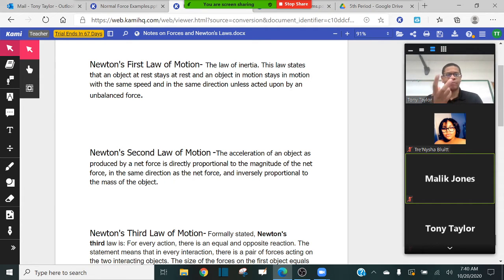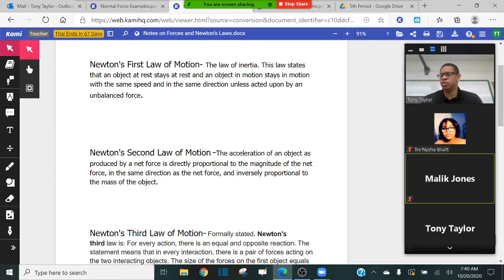The same thing for an object at rest. If an object is at rest, it's going to stay at rest forever until a force acts on it. So that's Newton's first law of motion. Of course, I posted an Edpuzzle video that gave you real-world examples of that, so be thinking of those examples as we go throughout this unit.